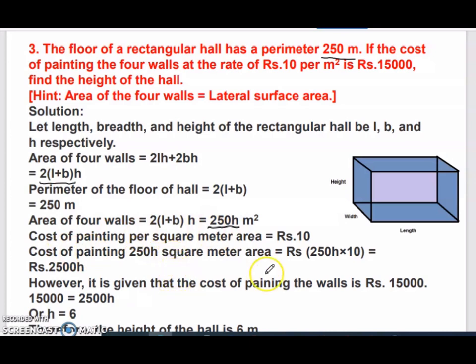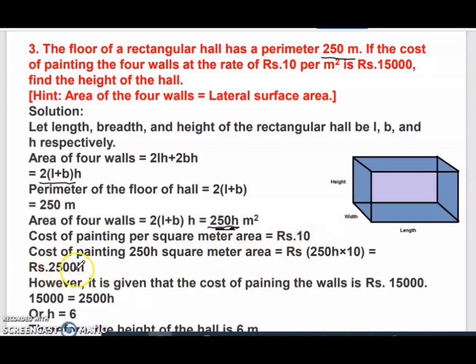Now the cost of painting is given to you as rupees 10 per meter square. And the total amount spent is 15,000, that is also given to you. The area of the 4 walls is 250 H. You multiply the total area with the cost for 1 meter and you get the total cost. This is how you find the cost. So here the cost is coming in terms of a variable H, as we don't know H. So 250 H into 10 will give you the total cost.